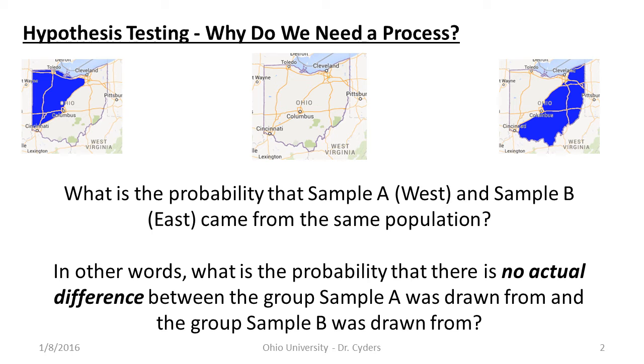So in other words, the question we're going to ask is, what is the probability that there is no actual difference between the group sample A was drawn from and the group sample B was drawn from? As you've probably seen in a statistics class, this is called the null hypothesis. I can't prove the null, but I can reject it at a certain level of statistical probability.